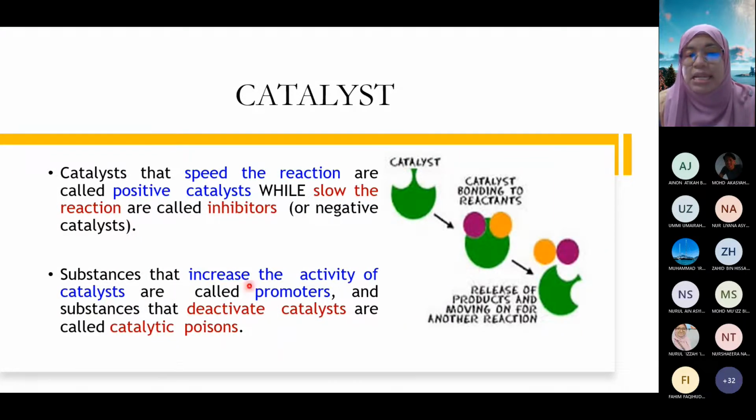Okay, substances that increase the activity of catalysts are called promoters, and substances that deactivate the catalyst are called catalytic poisons. So these are additional substances involved in the reaction, either to increase the activity of the catalyst or to deactivate the catalyst. The catalytic poisons we will learn about during catalyst deactivation, how the substance can deactivate the catalyst.